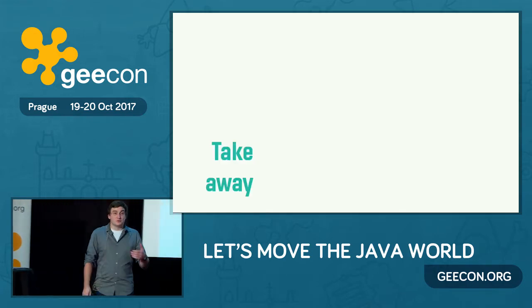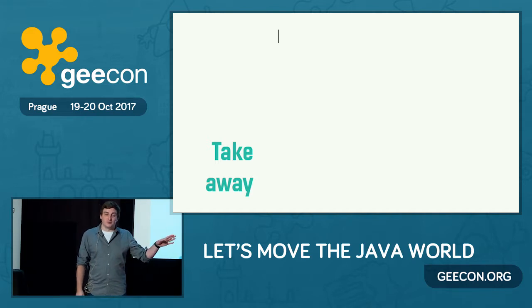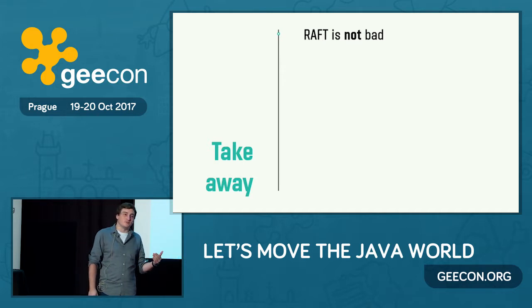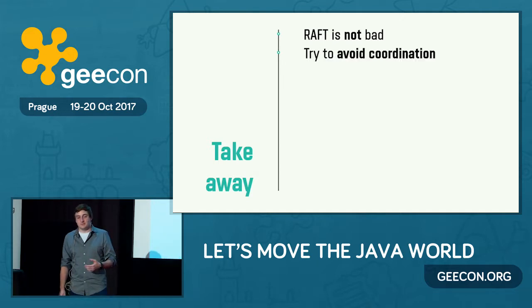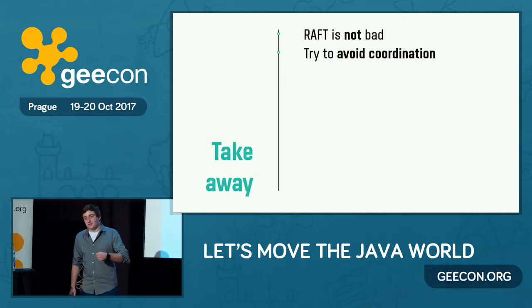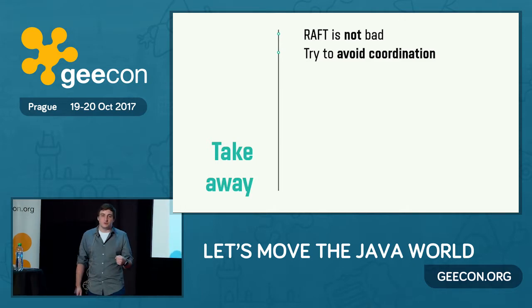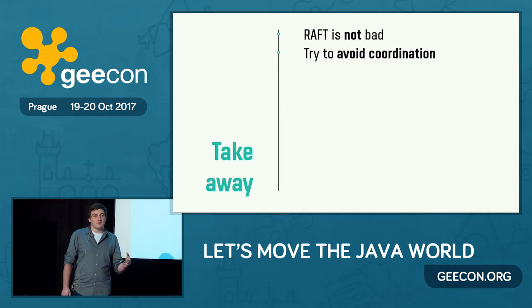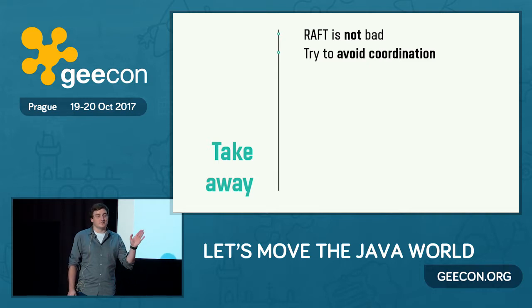Takeaways. What I'd like you to take from this talk. Well, first of all, I don't think that Raft is bad. Raft is not bad. It's just that I saw it used in use cases where I think some other methods would be a better fit. Second takeaway, which you can apply to any application, is that if you are building a distributed system, try to think of it in a way that you will avoid coordination all the time. Coordination is bad. It's not only slow, but it will put you in danger when something bad happens.